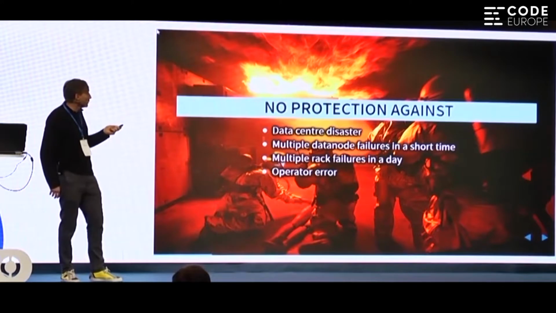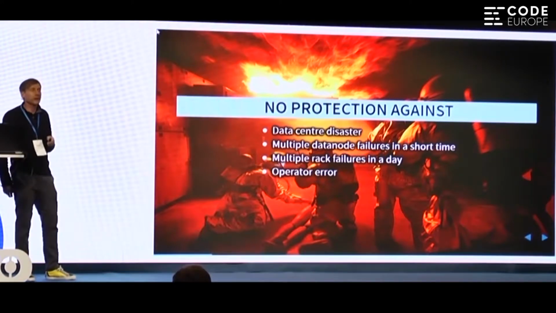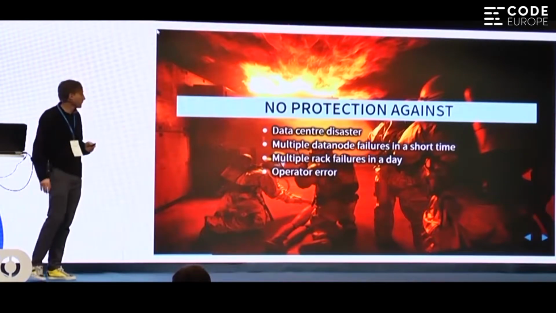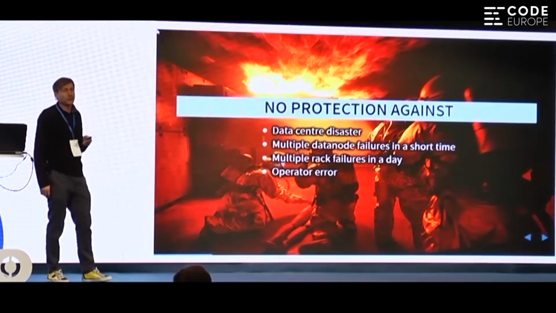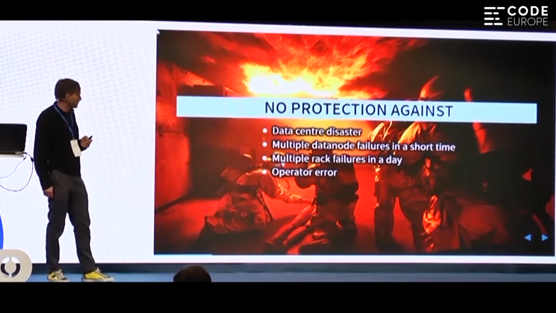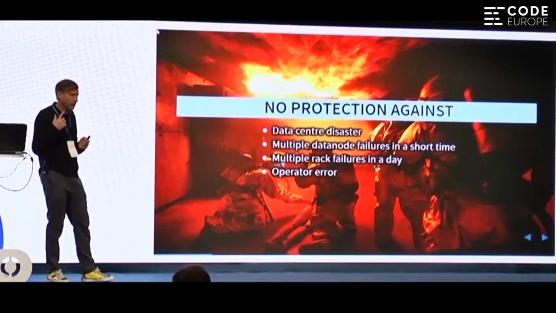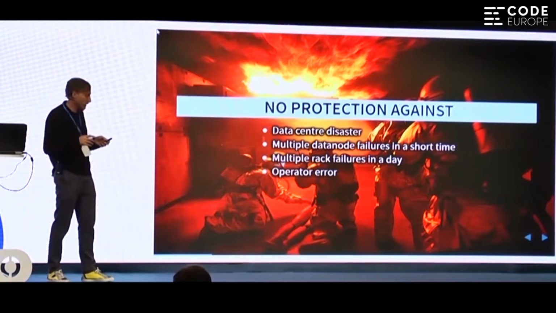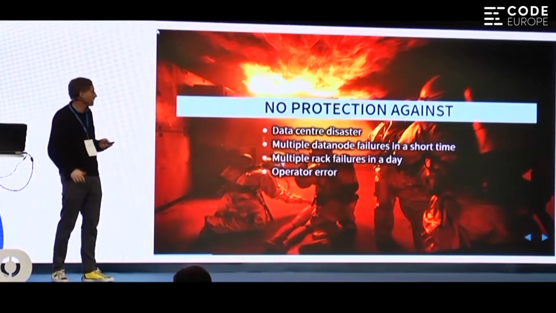We're not protected if we lose 2 racks in the same day because it takes quite a long time to replicate the data from a whole rack onto another rack. And we're not protected if an operator, DevOps, makes a mistake. I'm not sure how clear this is for people that haven't used Hadoop before. So this is redundancy provided by the system, but only up to a certain level. So the question is, what do we do if we have bigger failures?